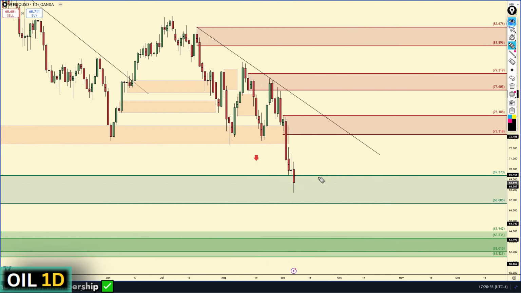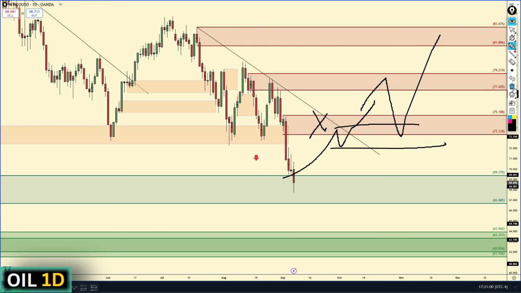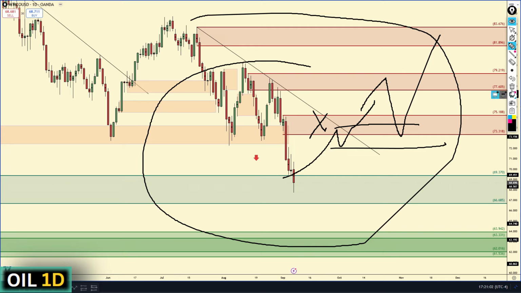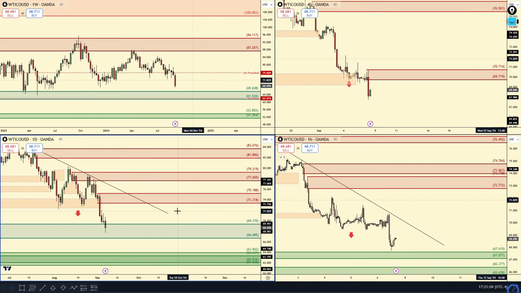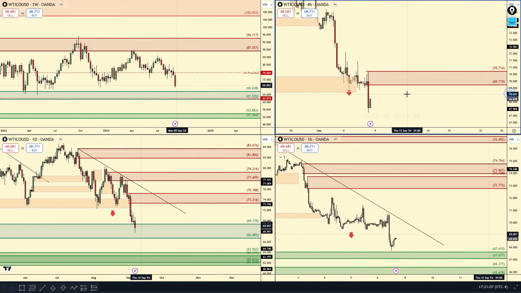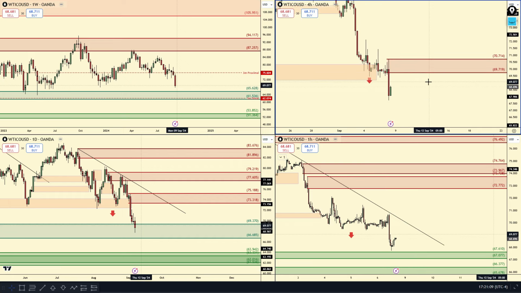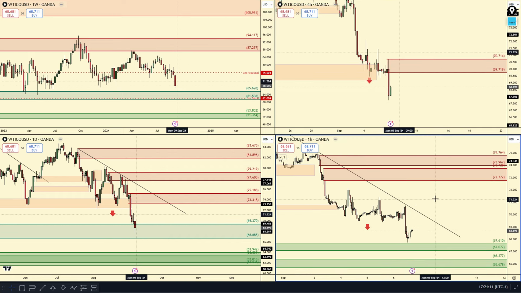Honestly, as a swing trader, I wouldn't look for longs until we can break out of this daily downward trend. And maybe there's a daily zone, then we could look for longs. But until that takes place, it is shorts all the way. I cannot stress that enough. Especially if you're a day trader, shorts are looking like the highest odds thing to be doing right now on crude oil.